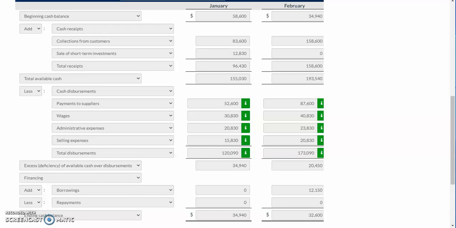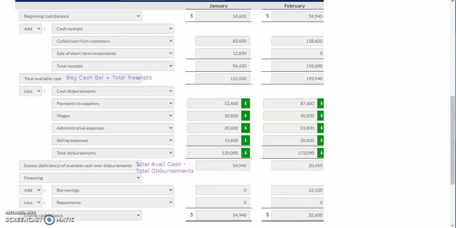So you'll want to include the information from our problem. And I'm just going to put in some side calculations. For our total available cash, we take our beginning cash balance plus the total receipts. Then for our excess or our deficiency of the total cash balance over the disbursements, we're going to be taking our total available cash minus the total disbursements. So we want to see how much cash we still have left over after we make those payments.